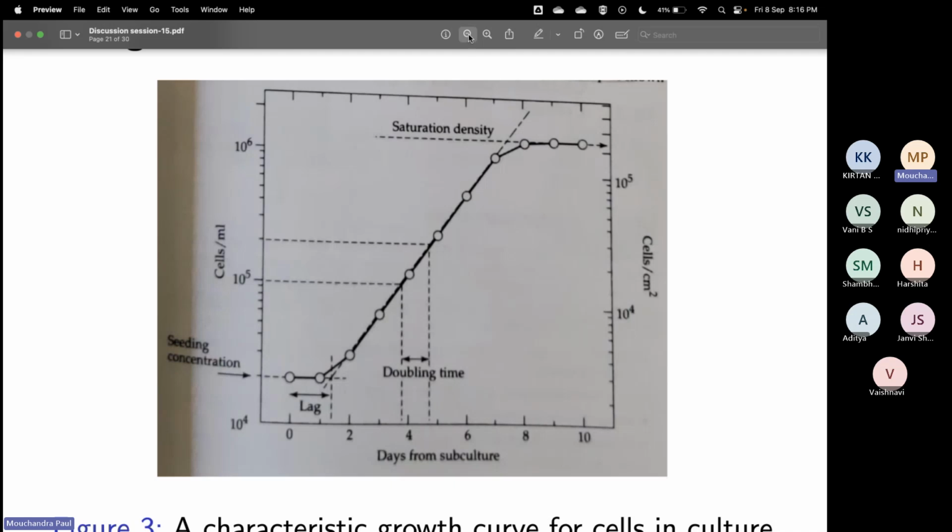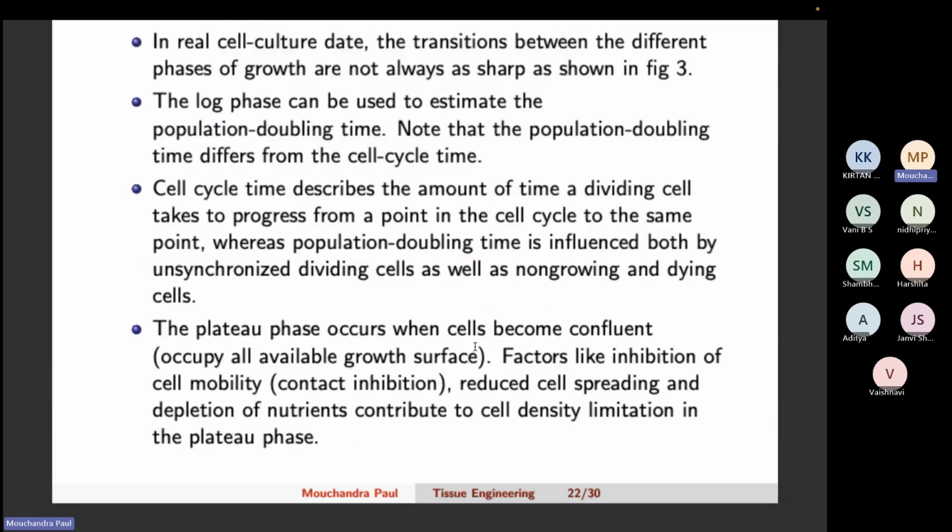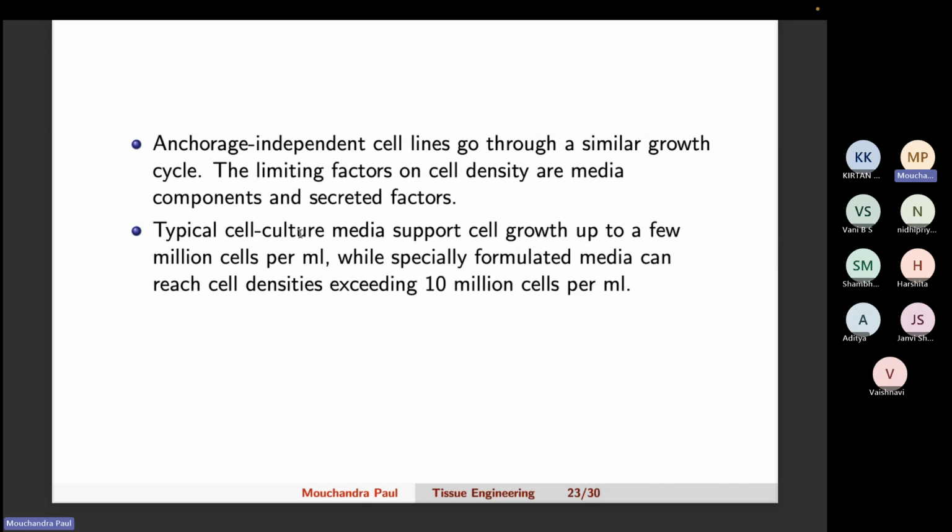A similar kind of explanation can also be given when you are talking about cell suspensions, like the cells that grow in suspension form, the anchorage independent cells. You can also give a similar kind of explanation to understand how the growth curve is progressing. But in this case, the substrate is not limiting or causing the plateau phase. Rather, the media components, the secreted growth factors that are present in the media, are responsible for deciding when the stationary phase will be reached.